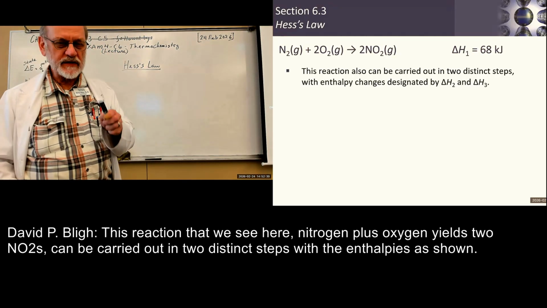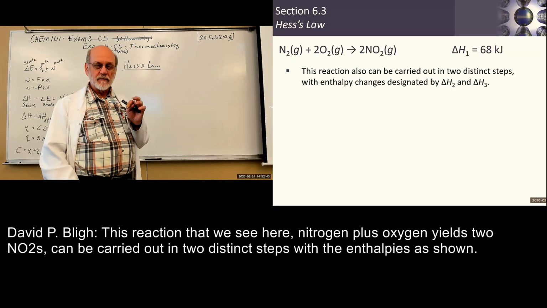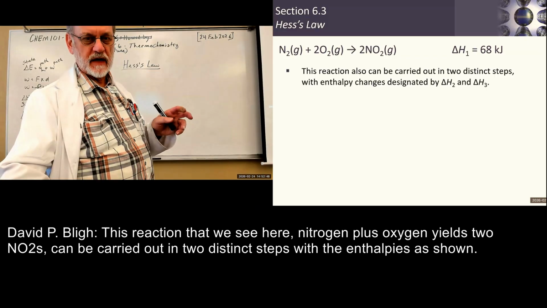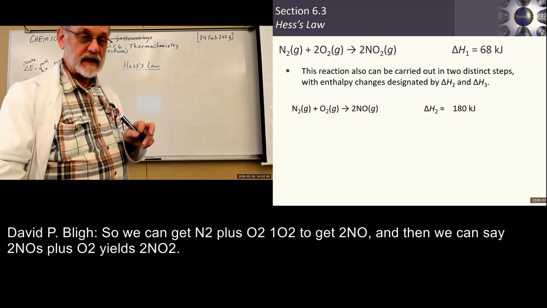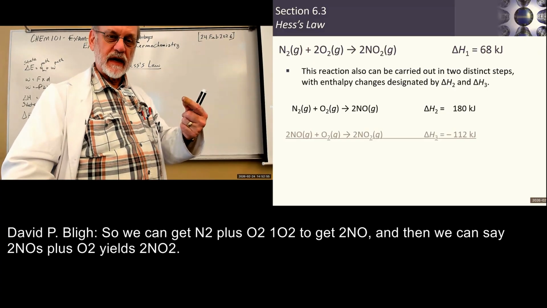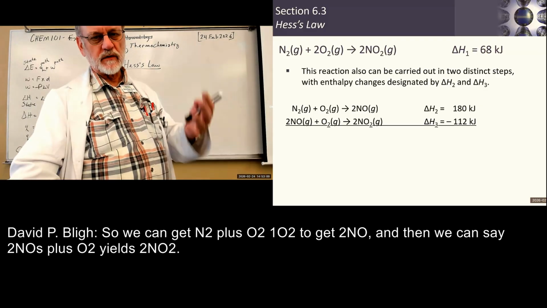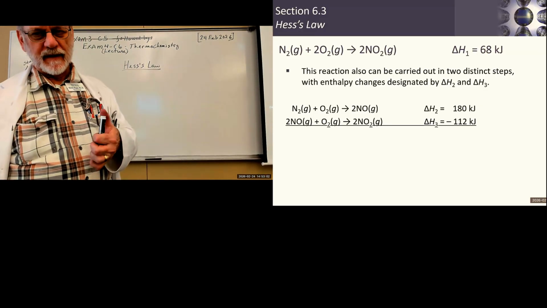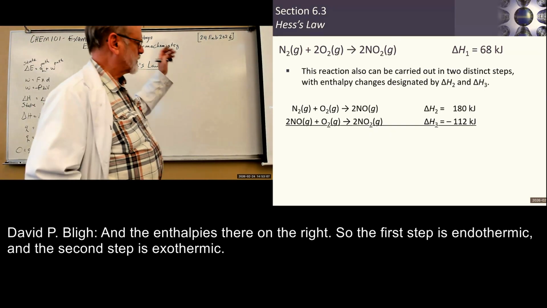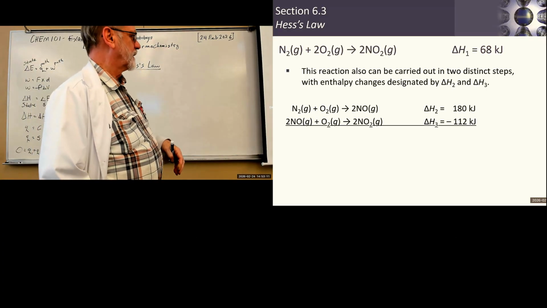This reaction that we see here, nitrogen plus oxygen yields 2 NO2s, can be carried out in two distinct steps with the enthalpies as shown. So we can get N2 plus O2 to get 2 NO. And then we can say 2 NOs plus O2 yields 2 NO2. And the enthalpies are there on the right. So the first step is endothermic and the second step is exothermic.